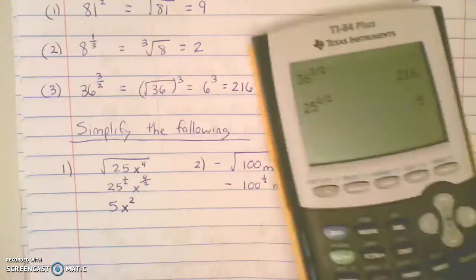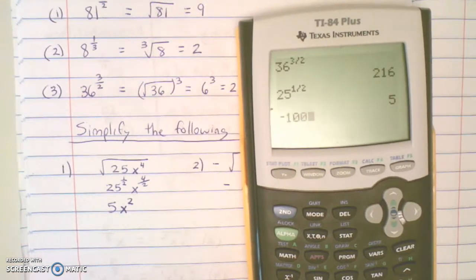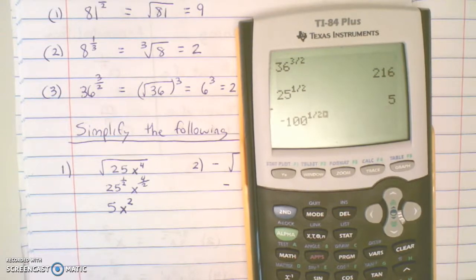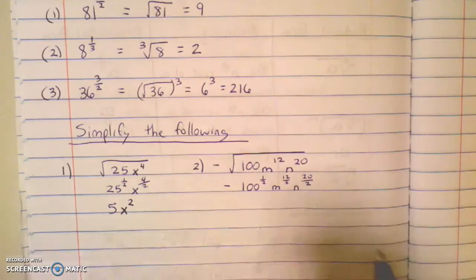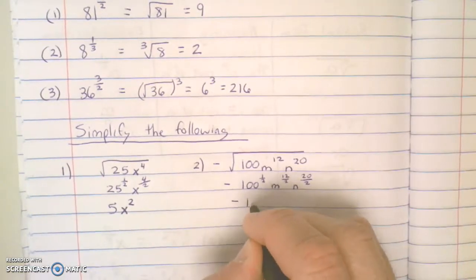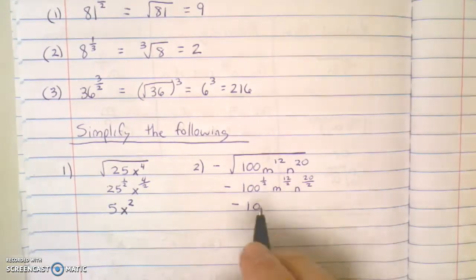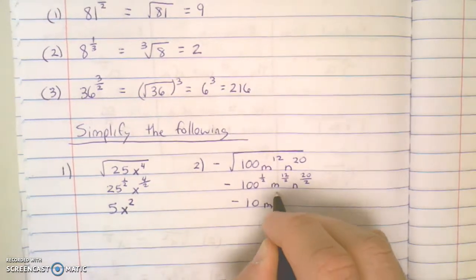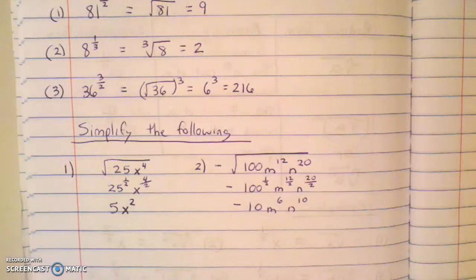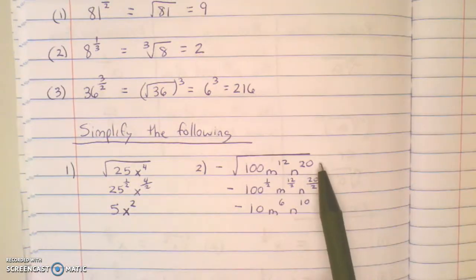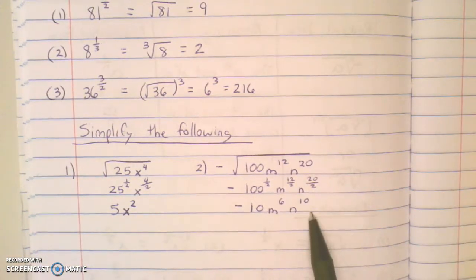So on my calculator, if I do negative 100 to the 1/2, I'm going to get negative 10, because it's just the square root of 100 with a negative sign in front. So it's negative 10. Simplify that. 12 divided by 2 is 6, and 20 divided by 2 is 10. So the simplified version of this radical expression turns into this.